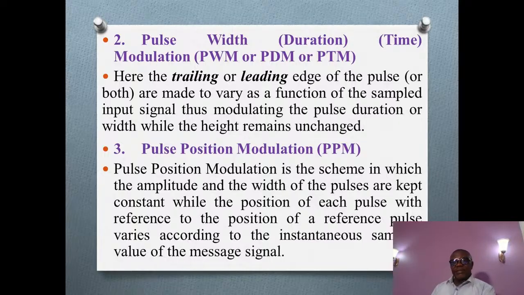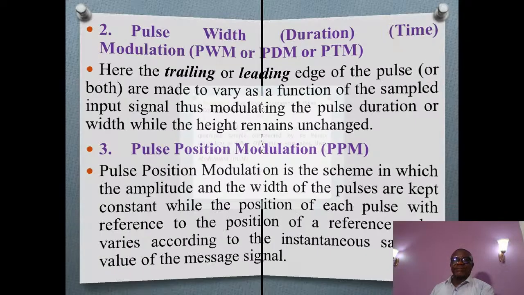The third one is the pulse position modulation, PPM. The pulse position modulation is the scheme in which the amplitude and the width of the pulses are kept constant while the position of each pulse with reference to the position of the reference pulse varies according to the instantaneous sampled value of the message signal.